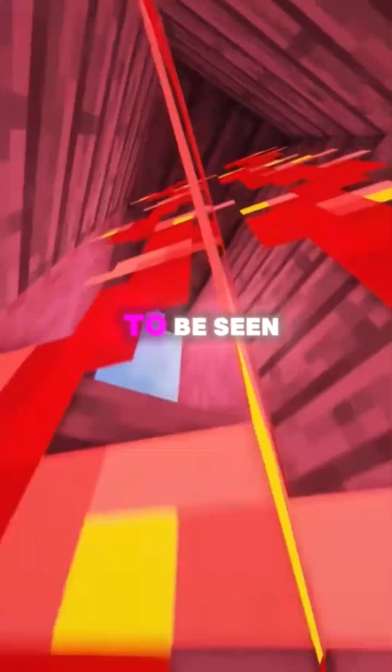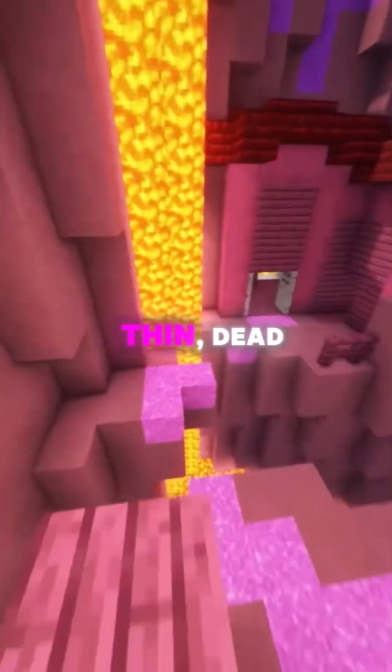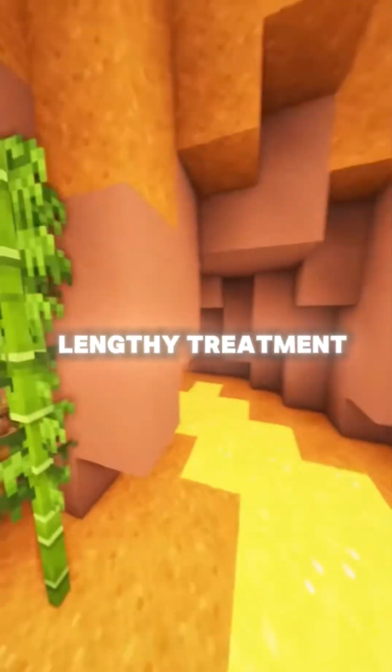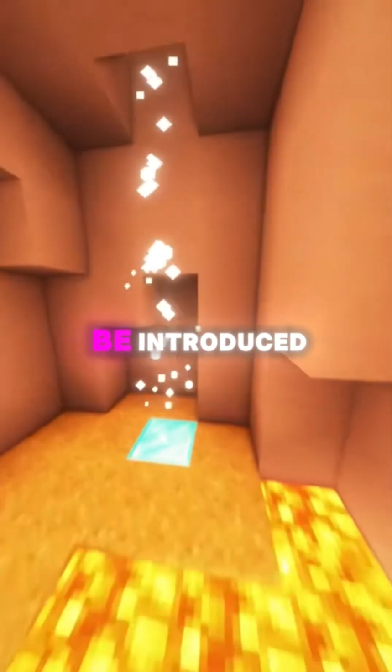Higher resolution allows their internal structure to be seen. Specimen must be thin, dead, and dehydrated. Image has no color. Lengthy treatment means artifacts may be introduced.